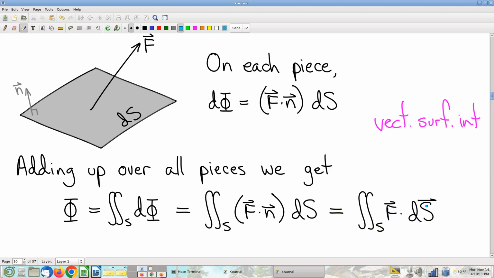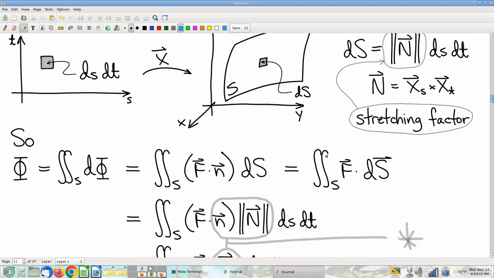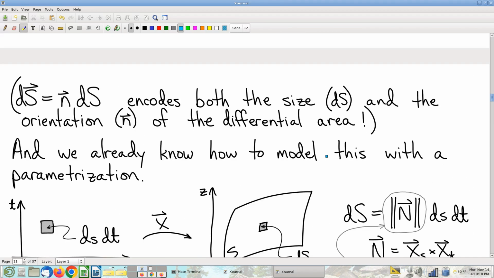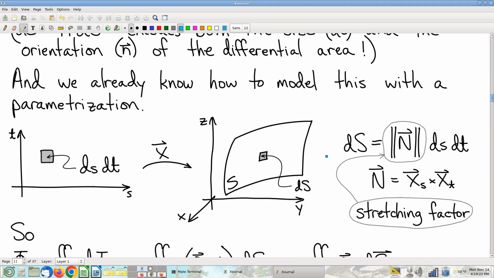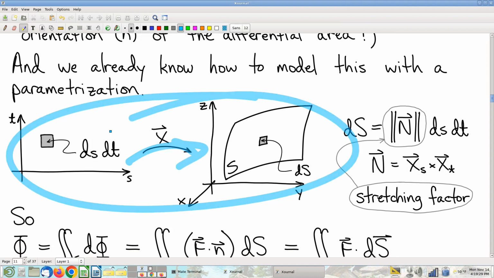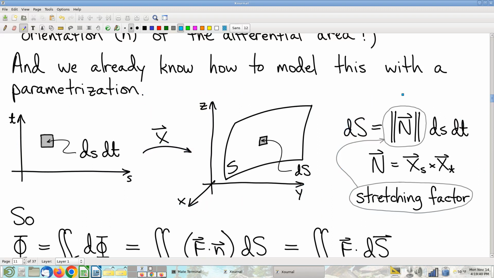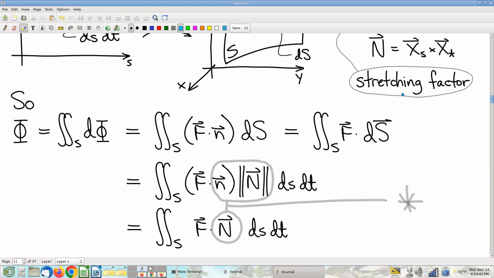We are a little short on time. Well, let me make a really quick, super quick observation. Don't forget we've already talked about parametrizing surfaces. And we already have formulas. We already know the stretching factor, and we know how to compute capital N. That's all done already.